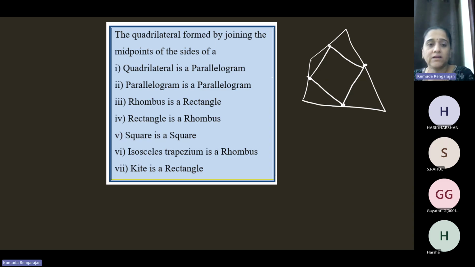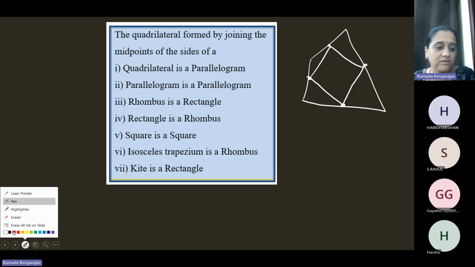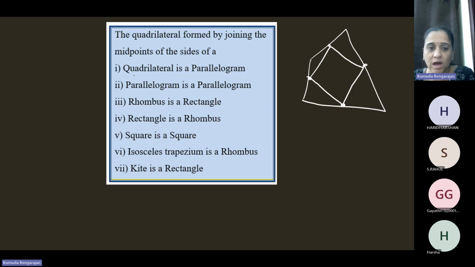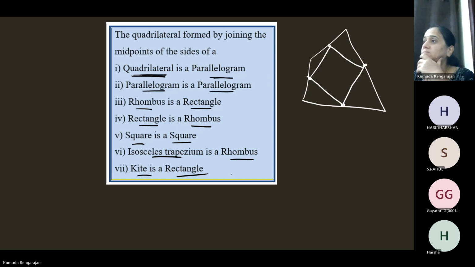Now, given such information, if the outer polygon is a quadrilateral, then the inner one is a parallelogram. If the outer one is a parallelogram, the inner one is also a parallelogram. If the outer one is a rhombus, the inner one is a rectangle. If the outer one is a rectangle, the inner one is a rhombus. Square, square. Isosceles trapezium, rhombus. Kite, rectangle. One mark.